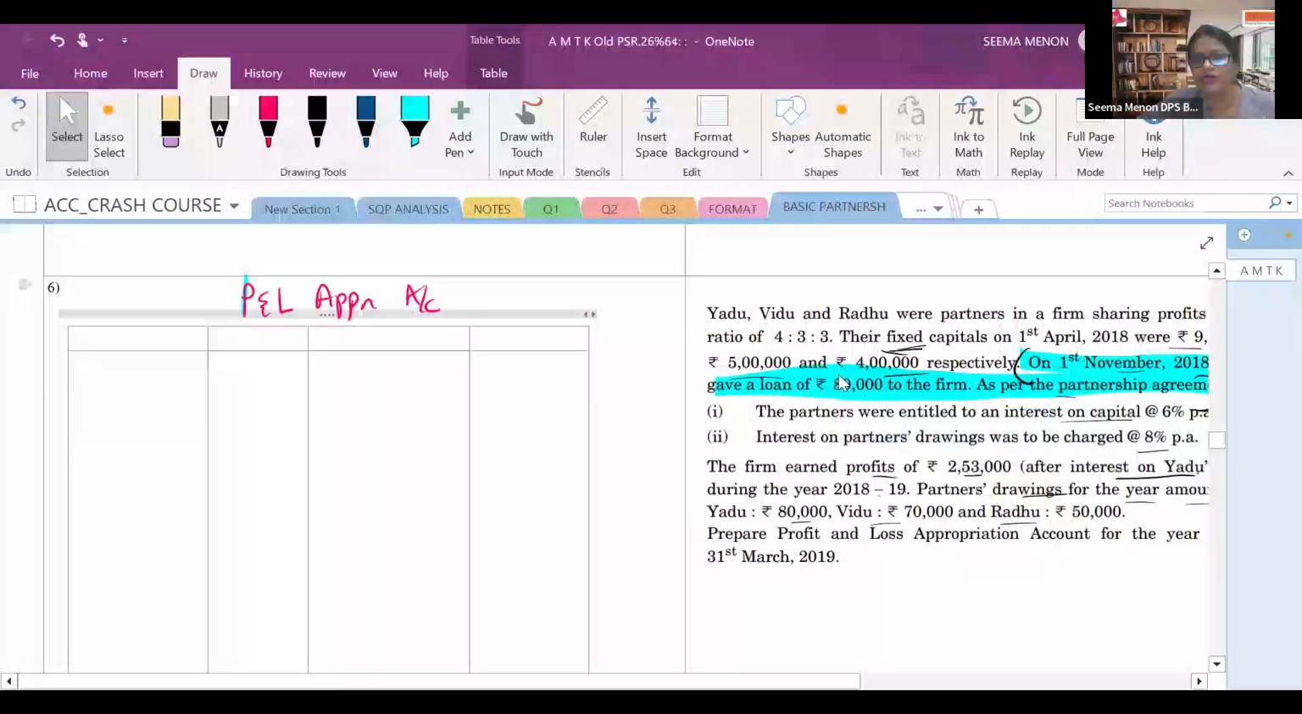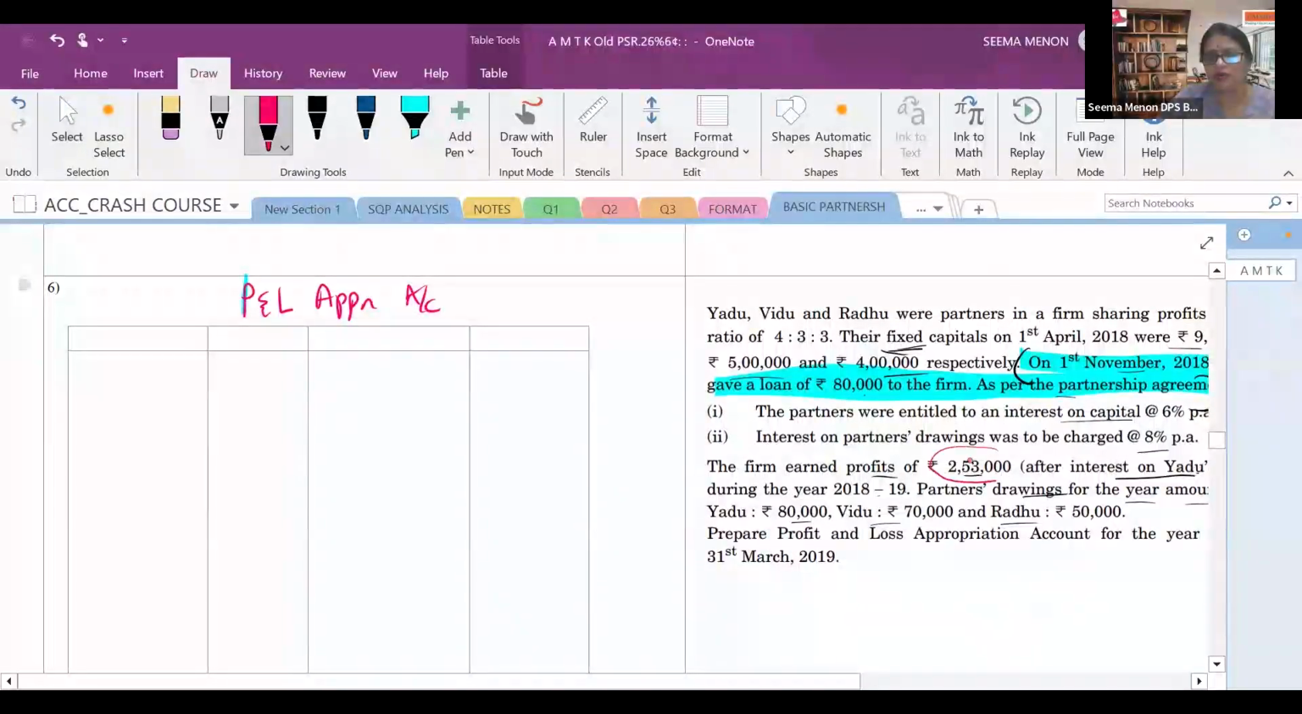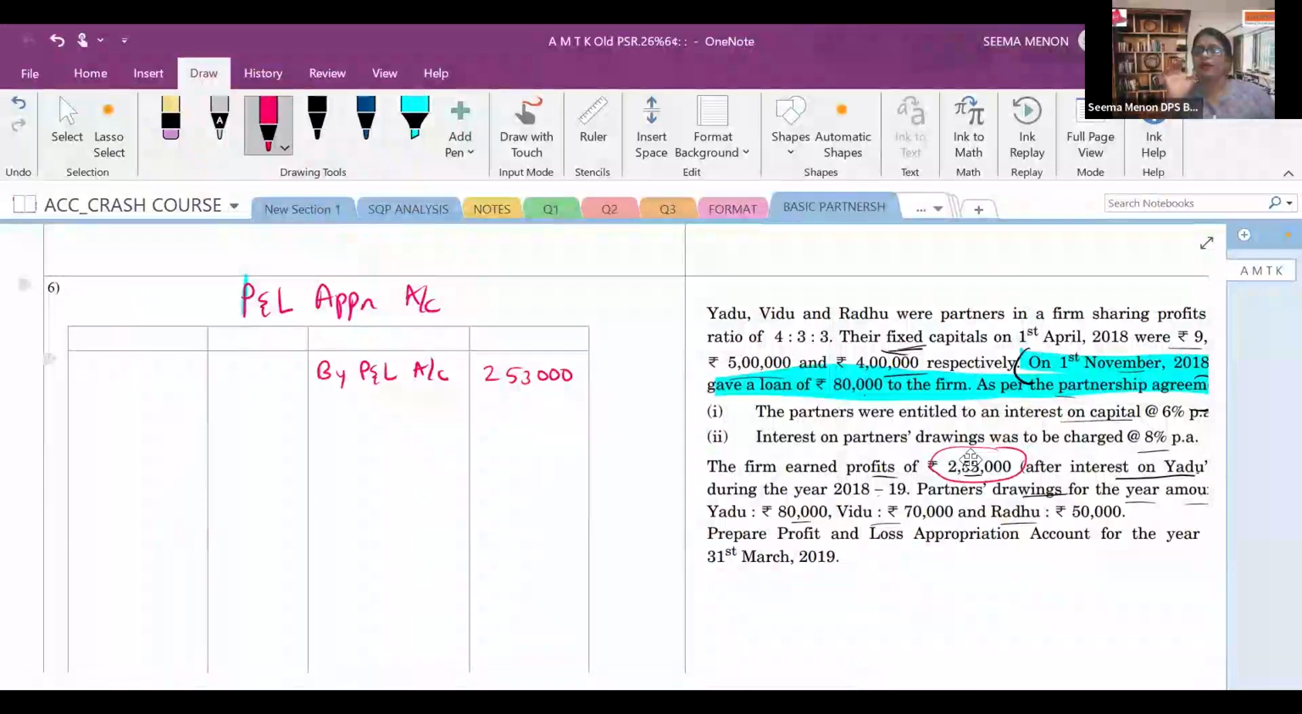Now, children, you can see that interest on capital was charged, that is 6%, and interest on drawings 8%. The firm earned a profit of, you can see in the question, how much? 2,53,000. Here you will write by profit and loss account, or else you can write net profit. That is also correct. So that is 2,53,000. Now what to write? You are supposed to prepare the profit and loss appropriation account. So in the profit and loss appropriation account, all the payments to partners are to be debited.